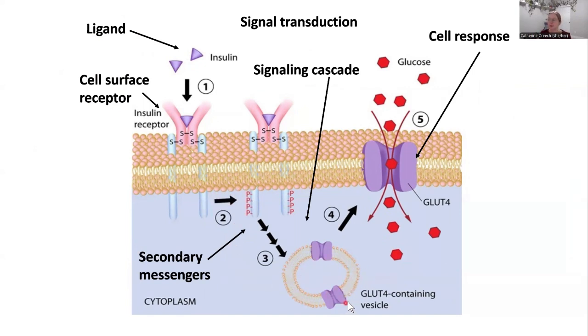Here you have a GLUT4 containing vesicle. It's going to fuse with the plasma membrane. That allows the GLUT4 transporter to be active. It will allow glucose to come into the cell. When glucose is gone, those vesicles will pull those transporters back out and they'll return to their waiting position until your glucose levels increase again.